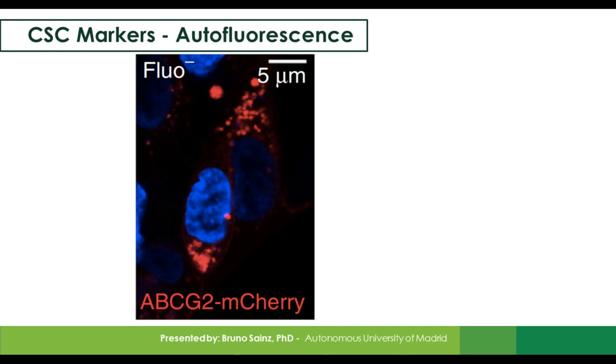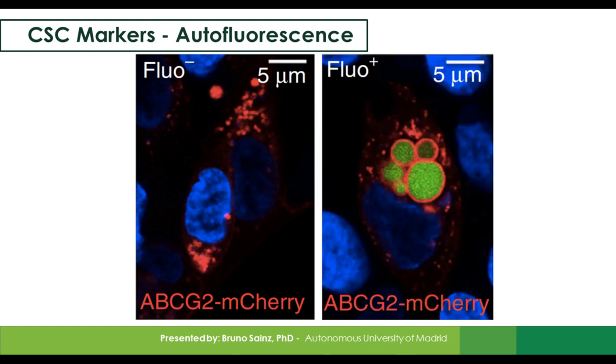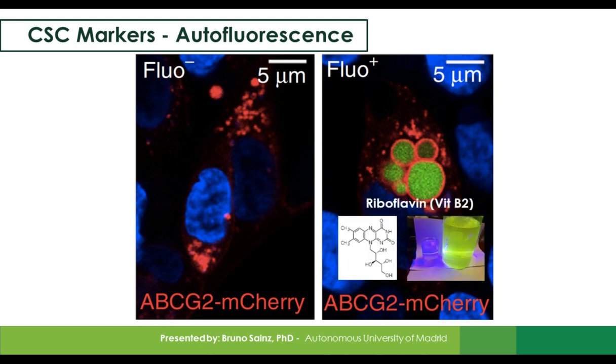ABCG2 accumulation on the membrane of these vesicles was only observed in autofluorescent positive cells. As you can see here on the right, autofluorescent positive cells that were sorted and autofluorescent negative cells that were sorted, we only saw the accumulation of ABCG2 in the vesicles in the cells that were autofluorescent. We later learned that the substance accumulated in these vesicles was actually nothing more than the naturally fluorescent vitamin riboflavin.